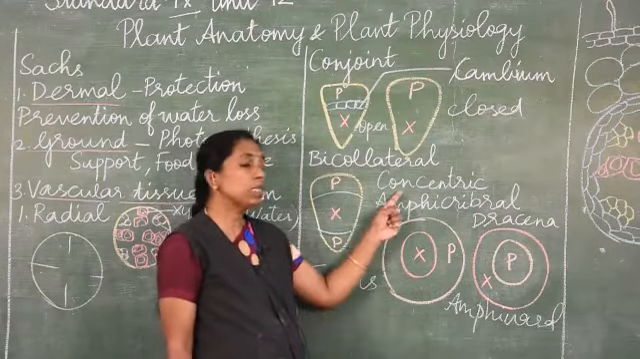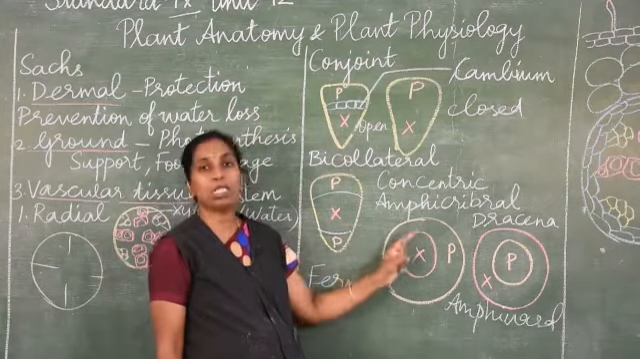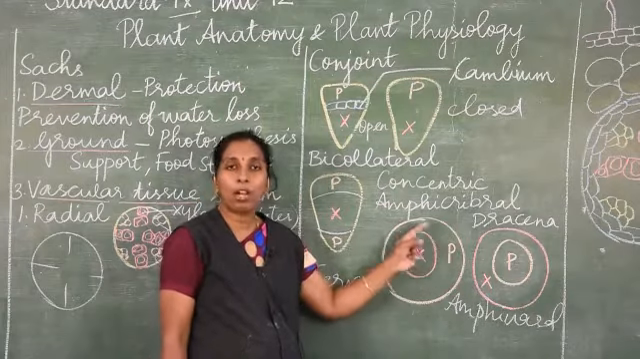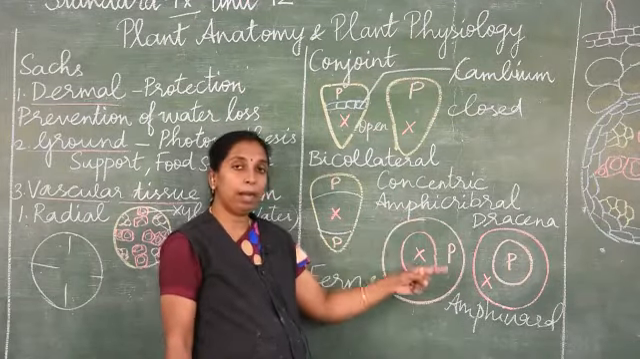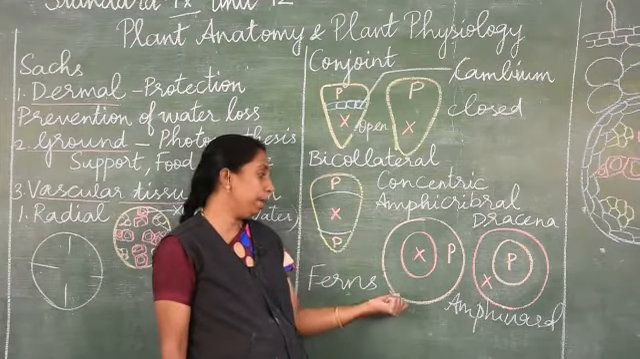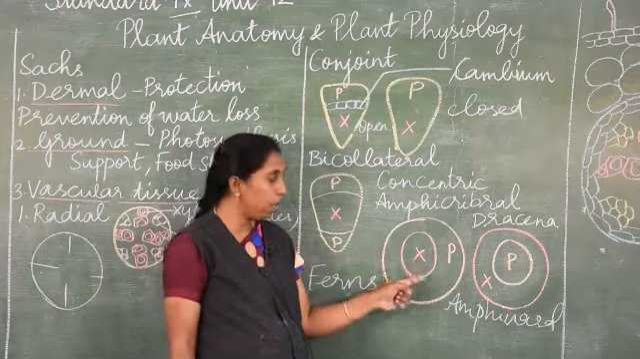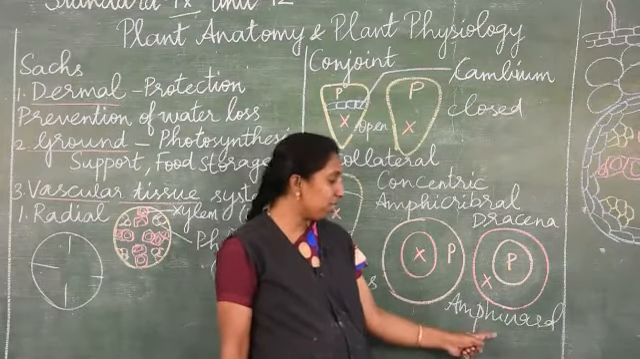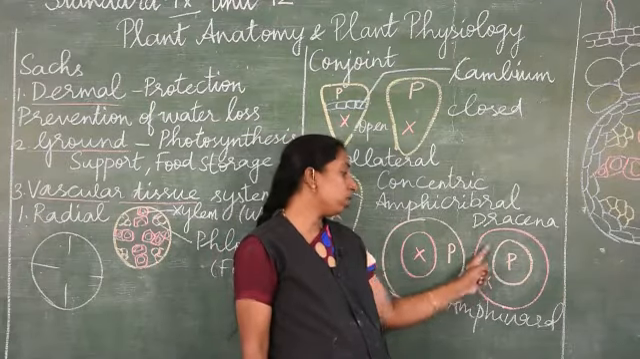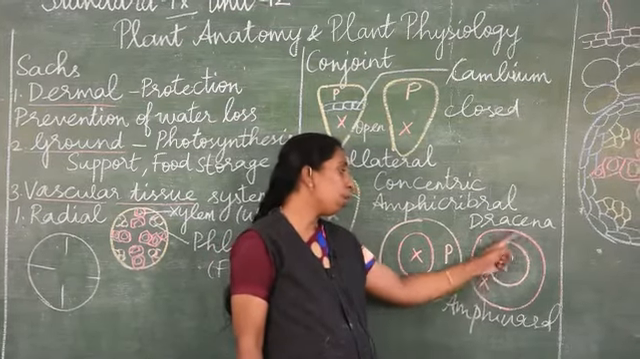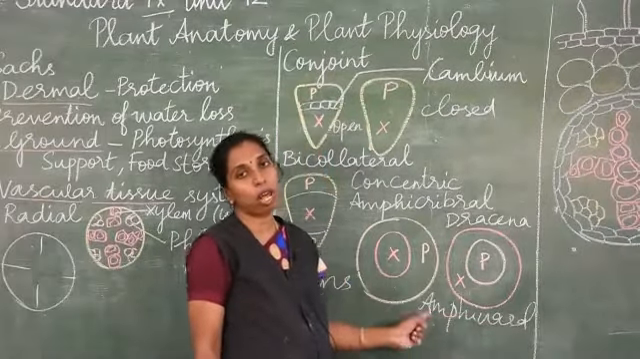So a concentric vascular bundle is of two types. Concentric means the vascular bundle is arranged in rings. So first one is amphicribral. Amphicribral means phloem surrounds xylem. And the second one, amphivasal vascular bundle, means here phloem is surrounded by xylem. So that is called amphivasal vascular bundle.